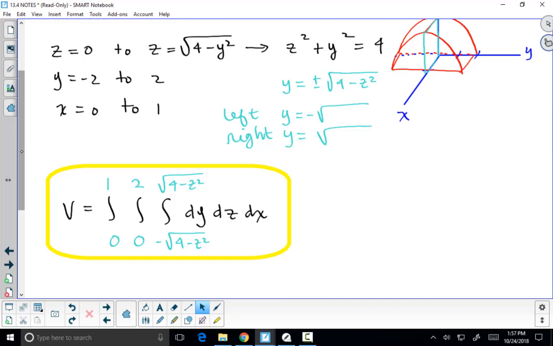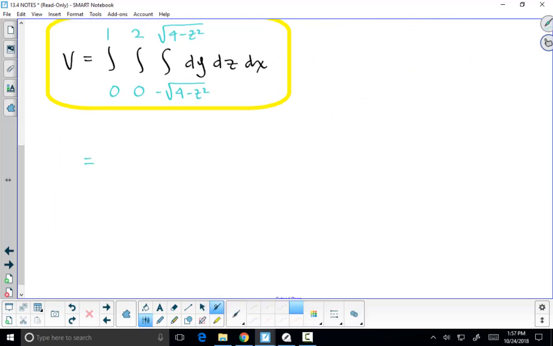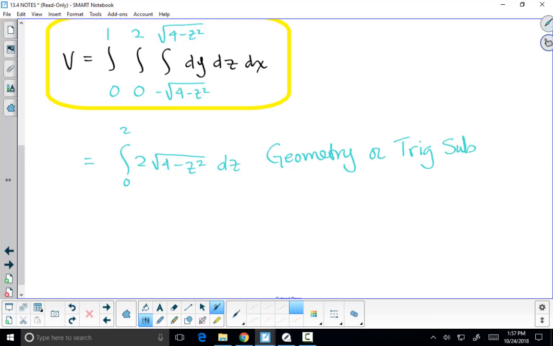Yeah, and so this is interesting, to just take one more step in here. So the 1s can go away, 0 to 2. Y becomes the length of the interval, which is going to be the positive square root minus the negative square root. So we end up with this. And to integrate that, you would either use geometry or trig sub. So you could use z over 2 equals sine of theta.